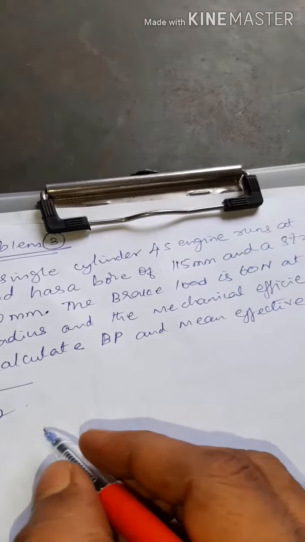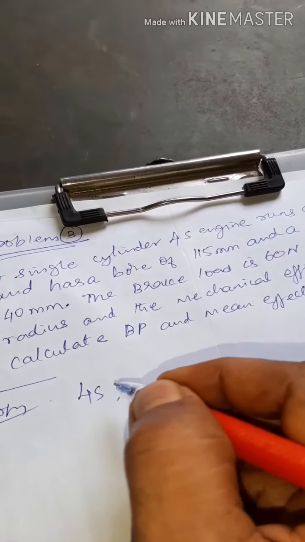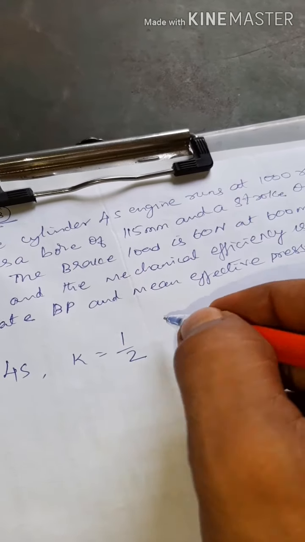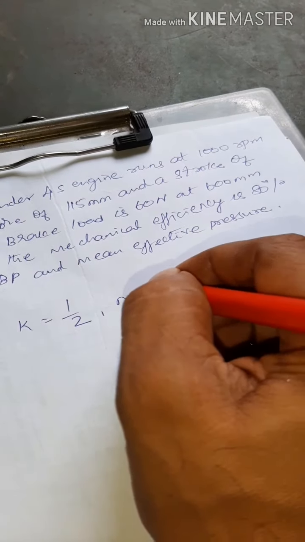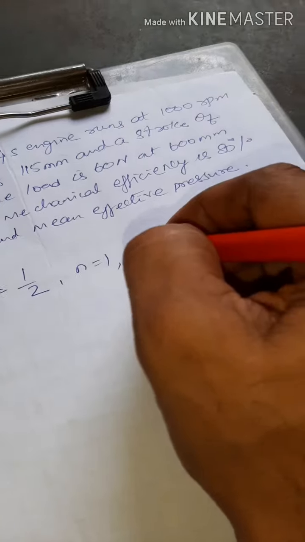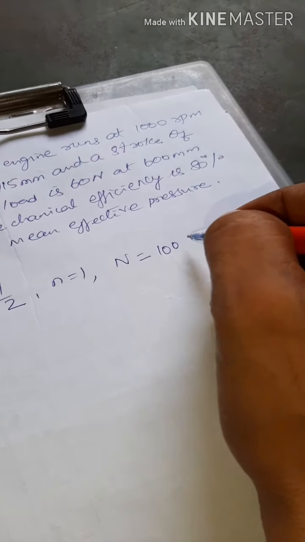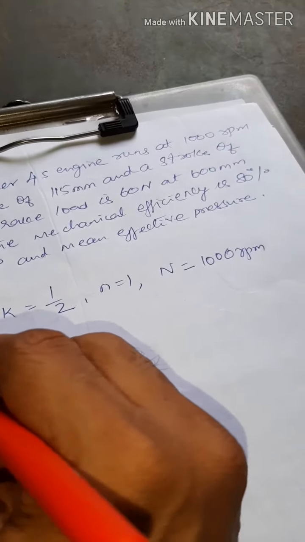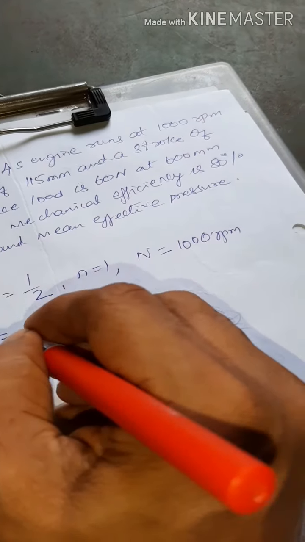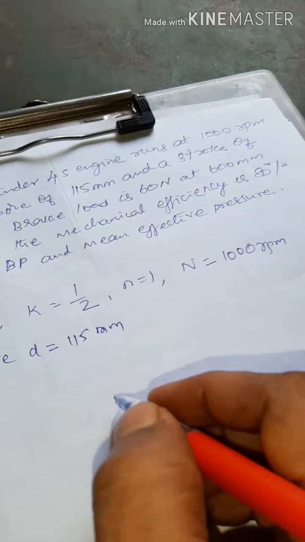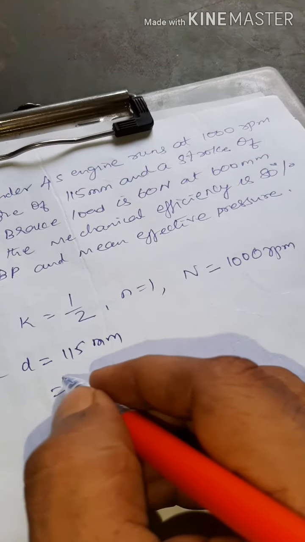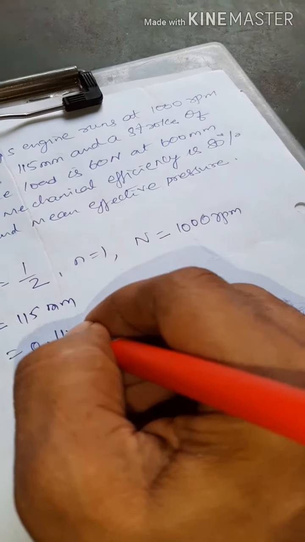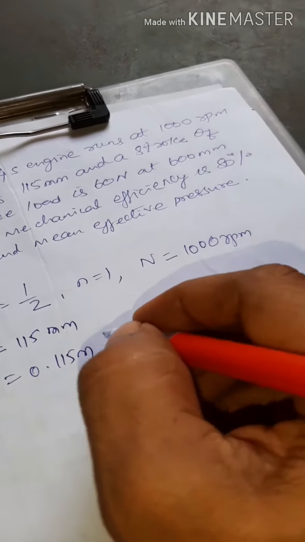First, what is the engine type here? The engine type is a 4-stroke engine, which means the K value is 1 by 2. Next, number of cylinders: single cylinder, n is equal to 1. Next, speed, capital N, is 1000 rpm. Next, the bore is given, so small d is 115 mm. Make it in meters: 0.115 meters.